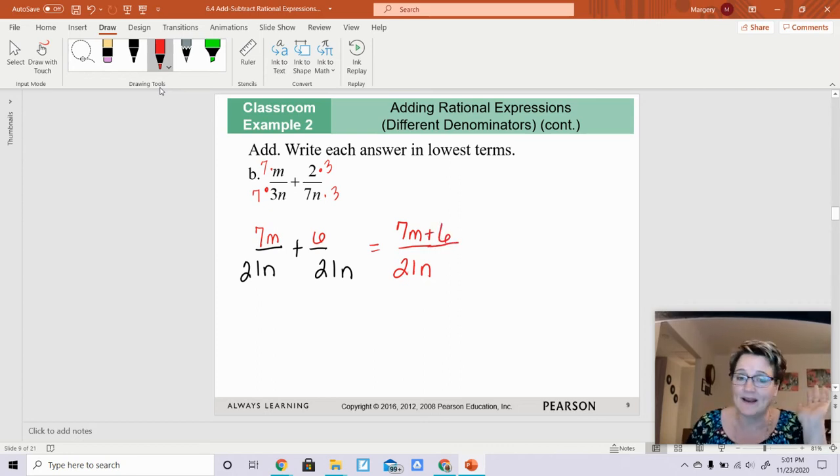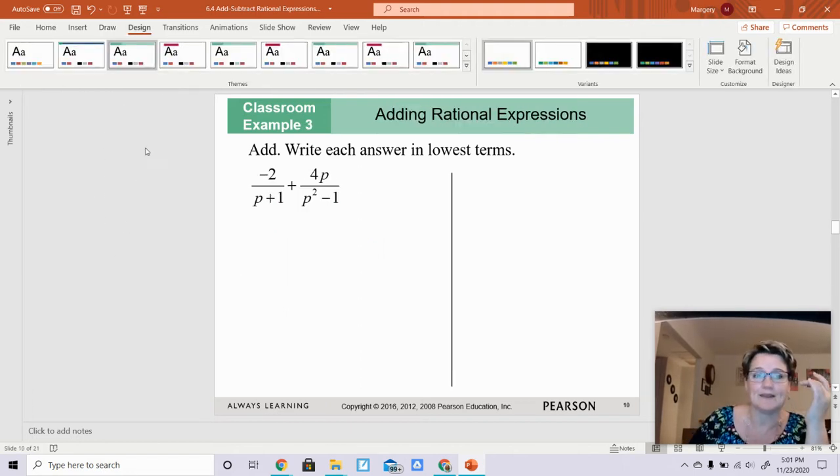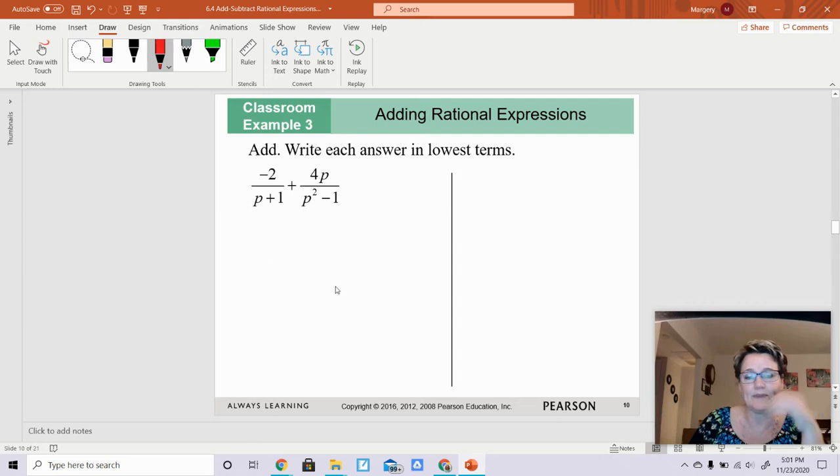You cannot simplify this any further. That is your answer. Let's move to the next one. Now, on the next problem, we are going to add those together, but before you can add them together, you need to factor it if you can.